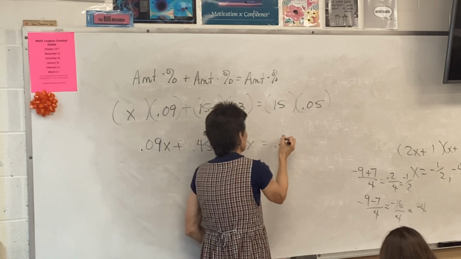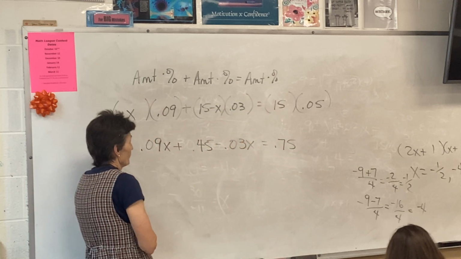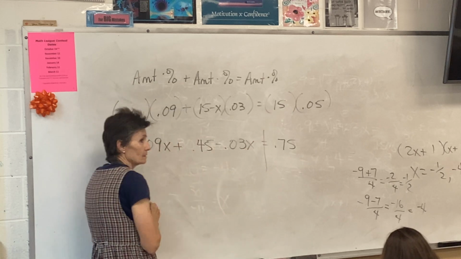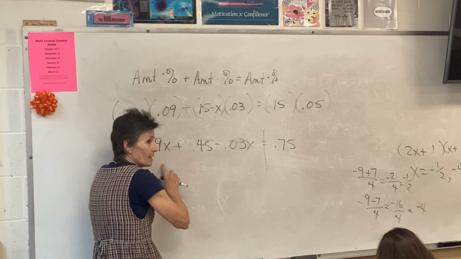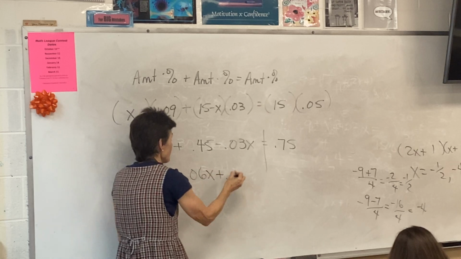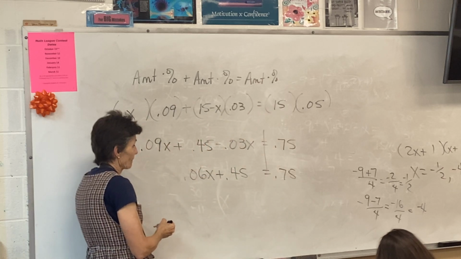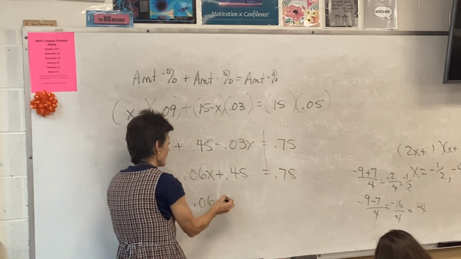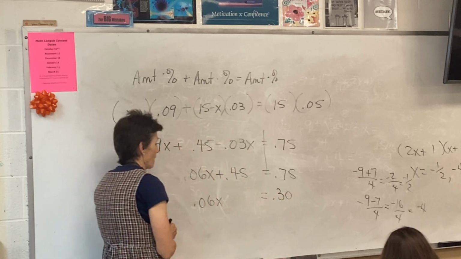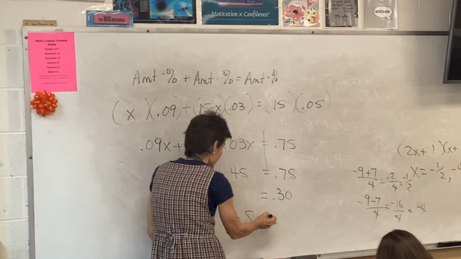I'm trying to do this without a calculator. That might or might not be a good idea. Now be careful. Don't these need to be added together or subtracted? So 0.06X plus 0.45 equals 0.75. So 0.06X equals 0.30. And I got 5 gallons.